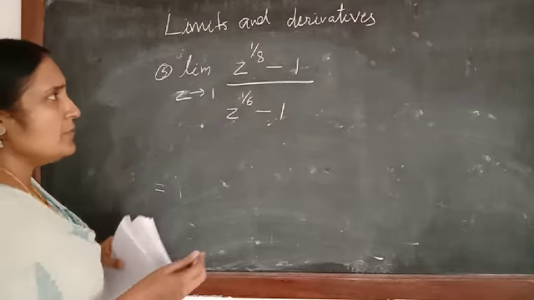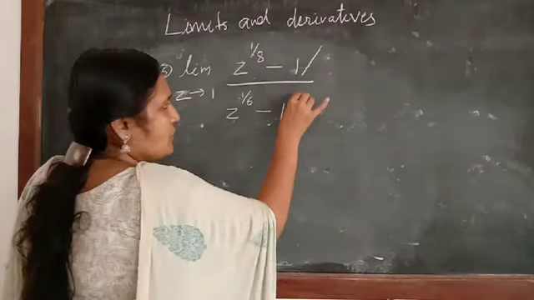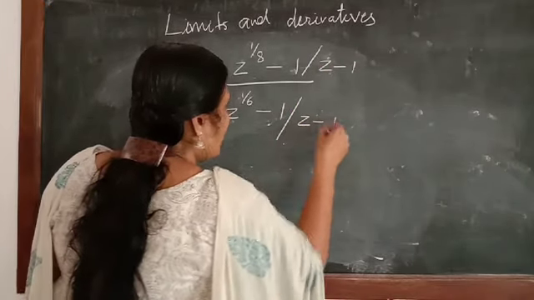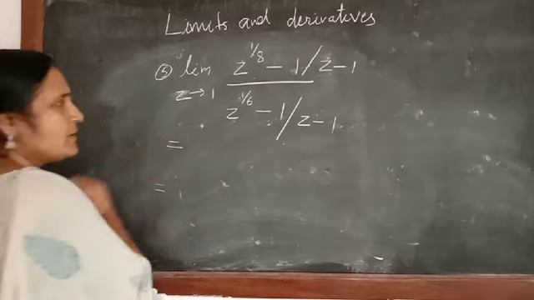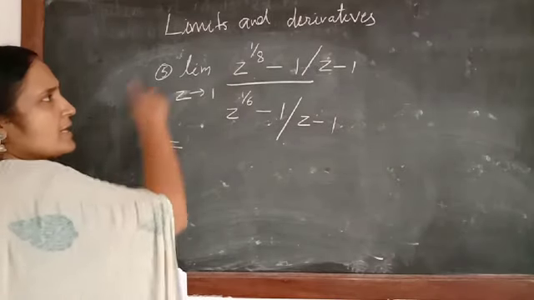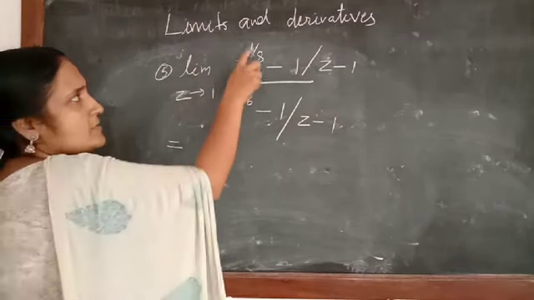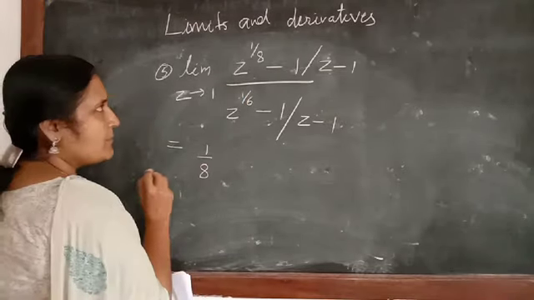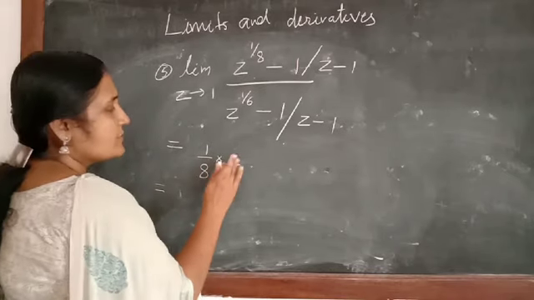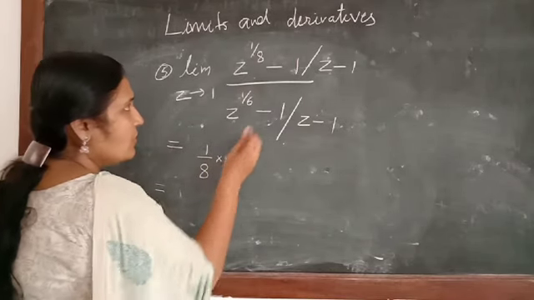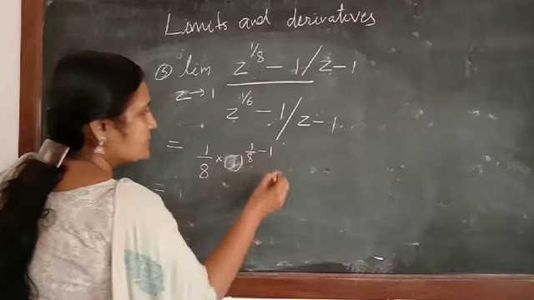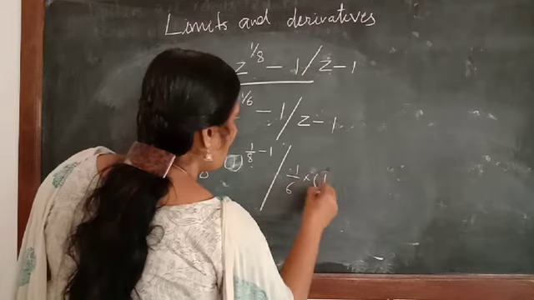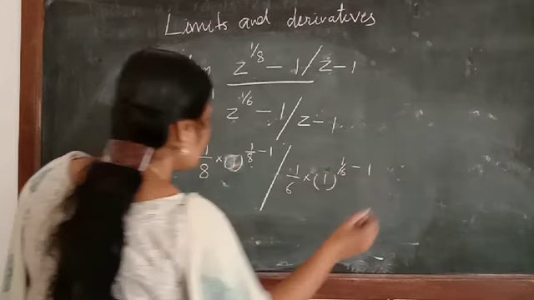Then again what we can do? Yes, we can divide both numerator and denominator by z minus 1. So dividing both numerator and denominator by z minus 1. Now directly we can use the formula. In place of n what we have here? 1 by 8. So it will be equal to 1 by 8 into z raised to 1 by 8 into 1 raised to 1 by 8 minus 1, by here it will be equal to 1 by 6 into 1 raised to 1 by 6 minus 1.